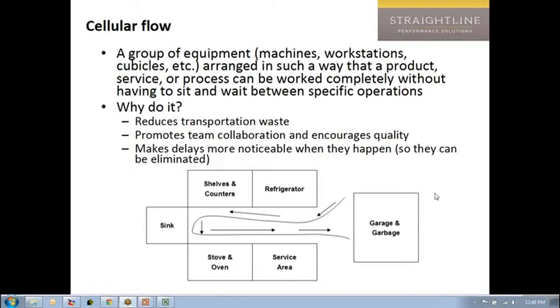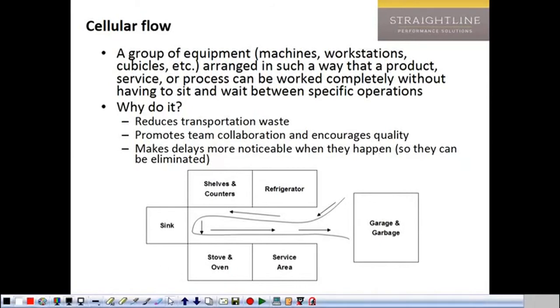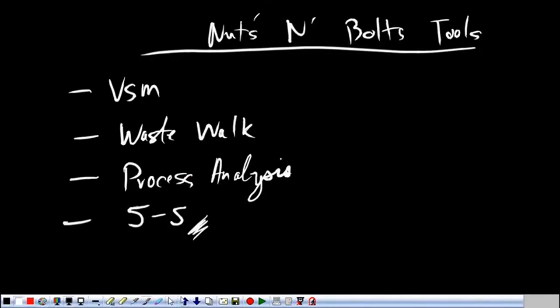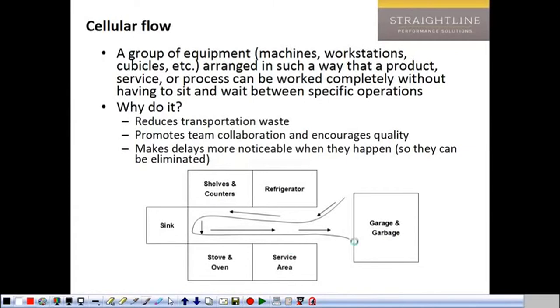Okay. Is there anybody on the phone who could share where they've applied either Onepiece Flow or Cellular Flow before? Okay. No answers. That's okay. That's okay if you haven't yet done it. But as you're going through and applying these things, I believe that you'll find that there's many, many places where this can be applied, and we'll work on that in a little bit.